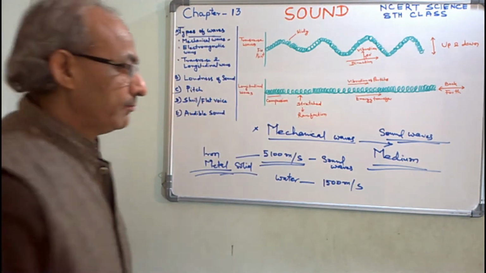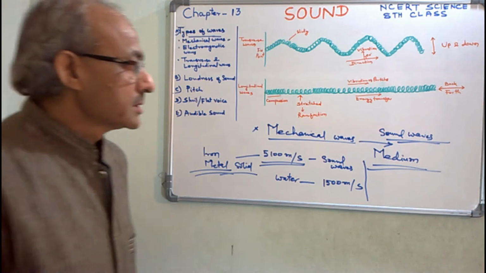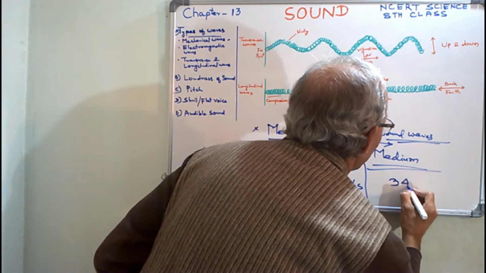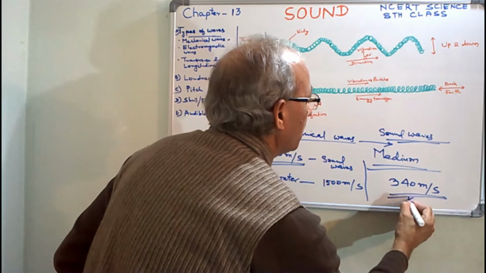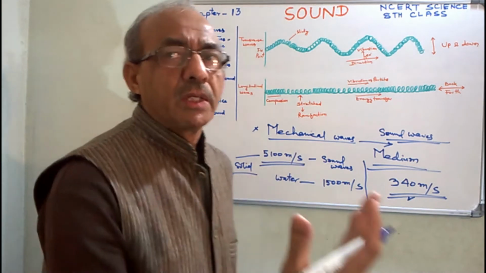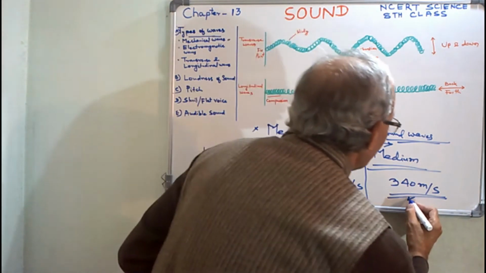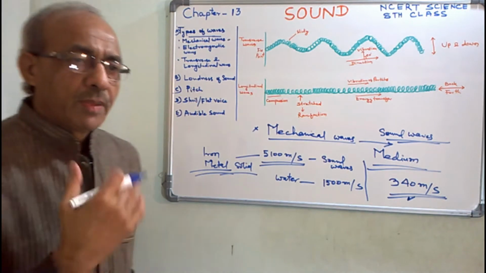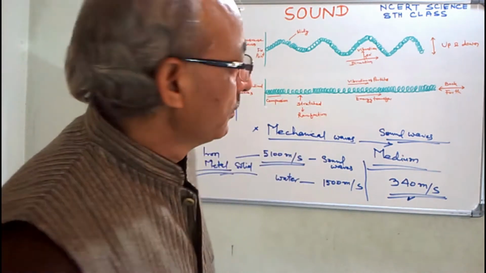While in air, the speed of sound waves is approximately 340 meters per second. This is the normal speed of sound in air. Just as we are speaking, our voice moves at this speed in normal conditions. It depends upon the humidity in the air, in the atmosphere also.